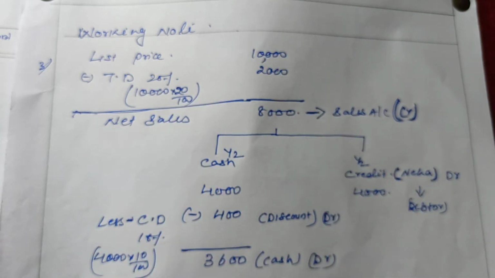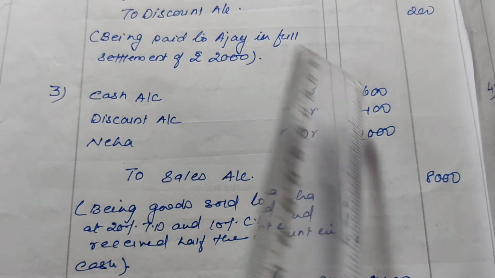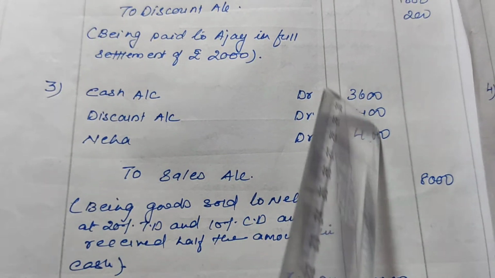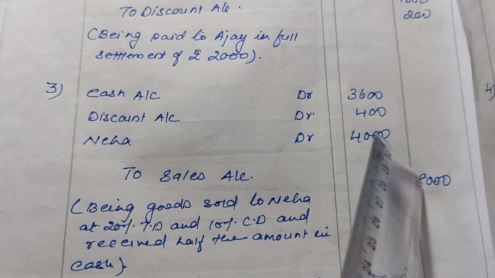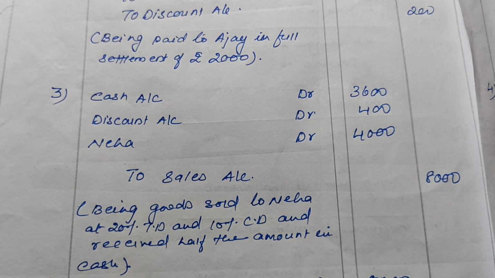So what will be our journal entry? Cash account 3,600, discount 400, Neha 4,000. Okay, if you do the total, we have to get 8,000. Okay, here it is 8,000, sales 8,000. Okay, so whenever half payment is given, we have to prepare the working note and find out the amount of credit purchase and credit sale, and that also is to be recorded in the journal entry.